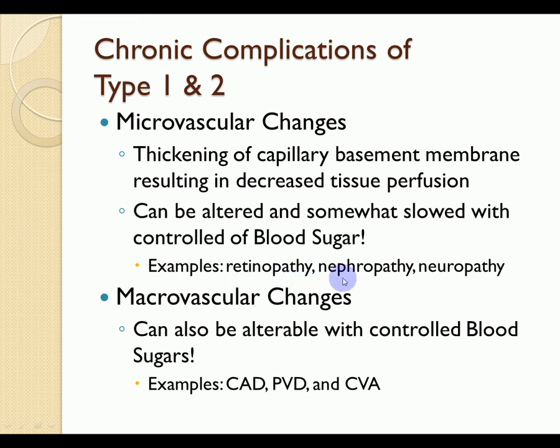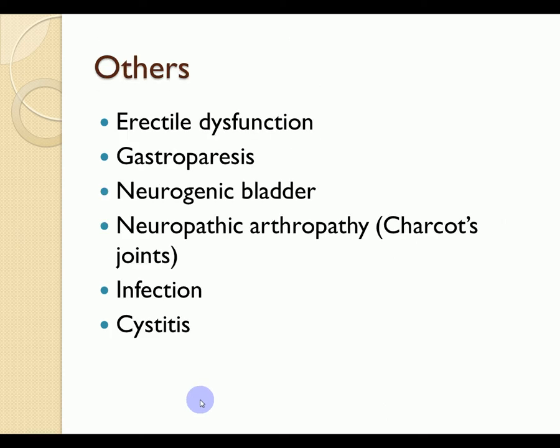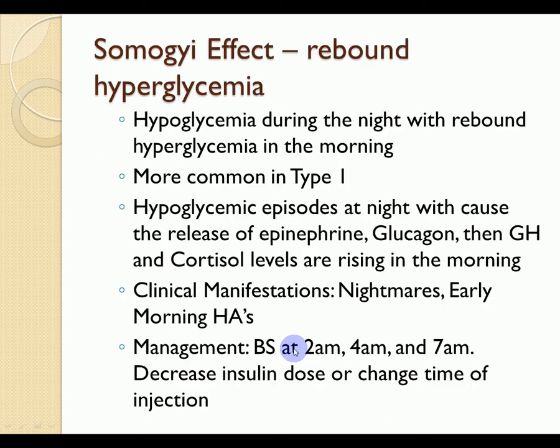That slows down your retinopathy, neuropathy, nephropathy, as well as your blindness. Your macrovascular changes can also be altered with controlled blood sugars. That would be your coronary artery disease, your peripheral vascular disease, and your strokes. Other things you may see: they may suffer from erectile dysfunction, gastroparesis, neurogenic bladder syndrome, neuropathic arthropathy, which we'll discuss in a little bit, and infections, including yeast infections and cystitis.